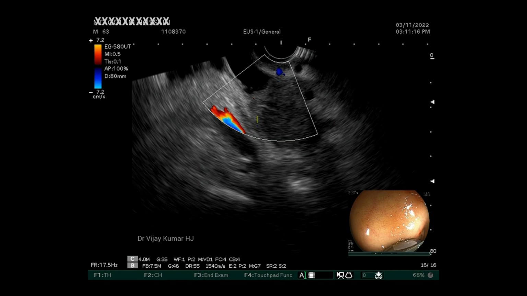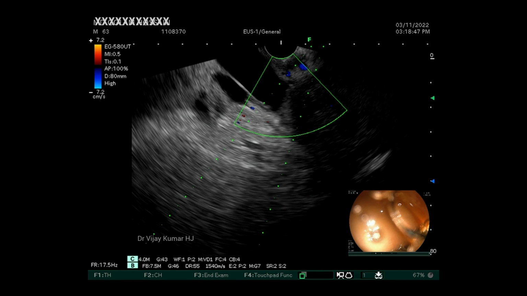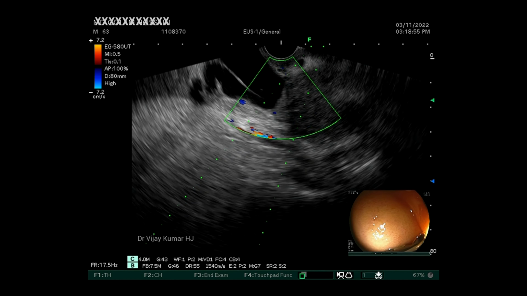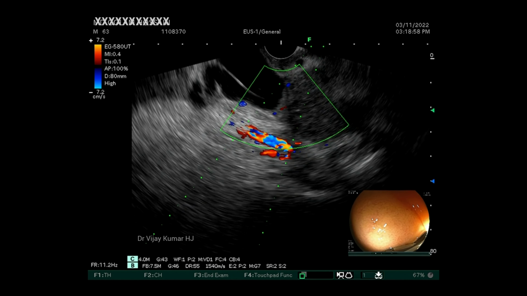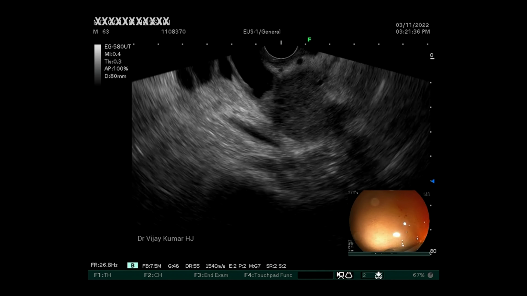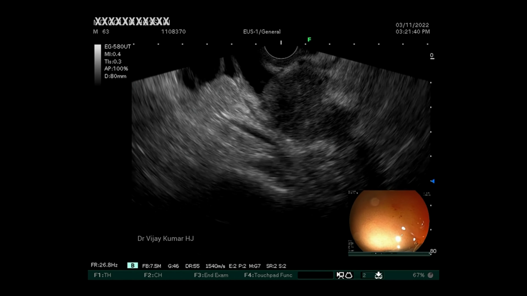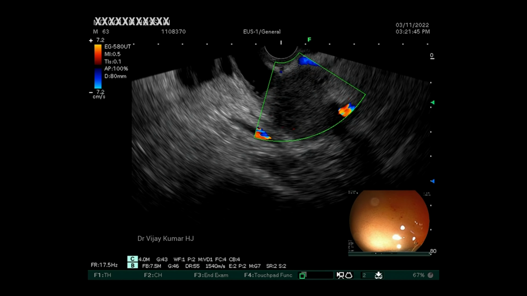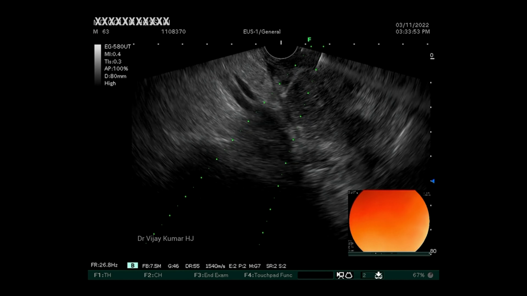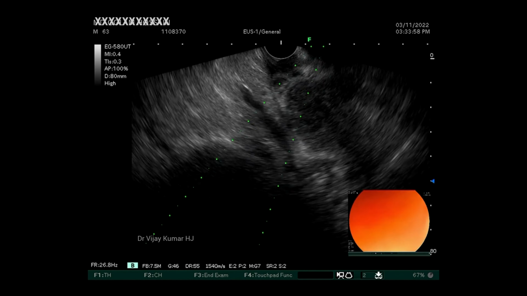So the first part of the video will demonstrate how we obtained a tissue diagnosis. You can see the dilated CBD, you can see the hypoechoic tumor. Just below the CBD is the curved cystic duct. We make sure that there are no intervening blood vessels. Put a Doppler. So with the help of a 22 gauge needle, we took fine needle biopsies from this lesion.